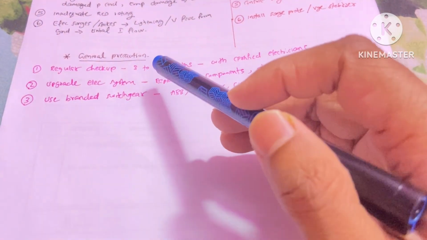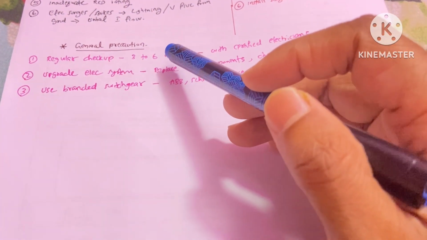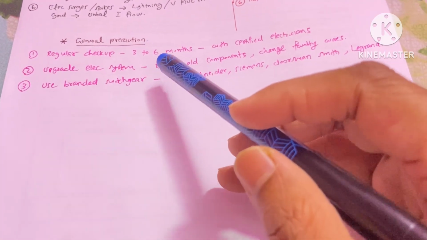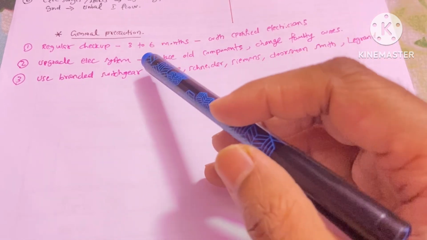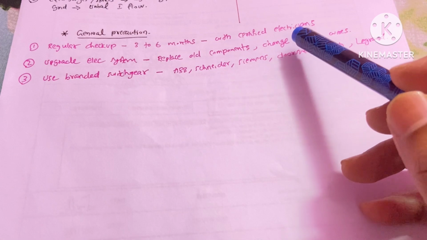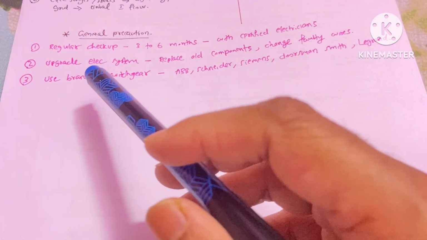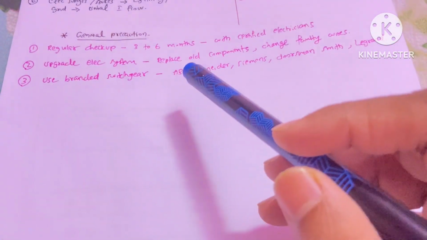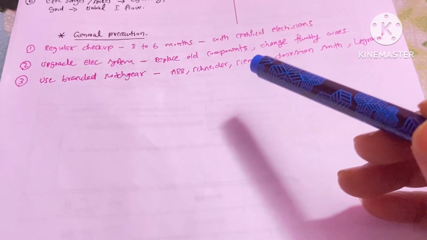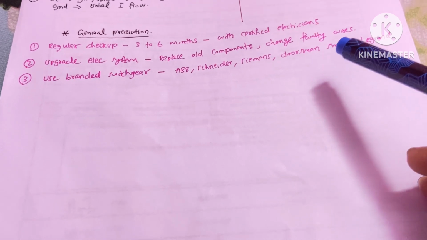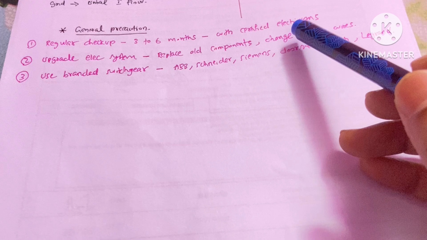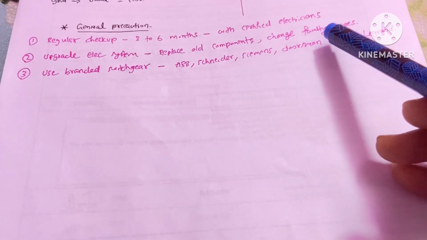And the next one is the general precautions you need to take to avoid nuisance tripping of the RCD. We need to check our electrical system once every 3 months, or at least every 6 months, with only certified electricians. And the next one is to upgrade the electrical system. It means replace your old electrical devices and components, or change your faulty wires. Okay, for this one also you need a certified electrician or an experienced engineer.